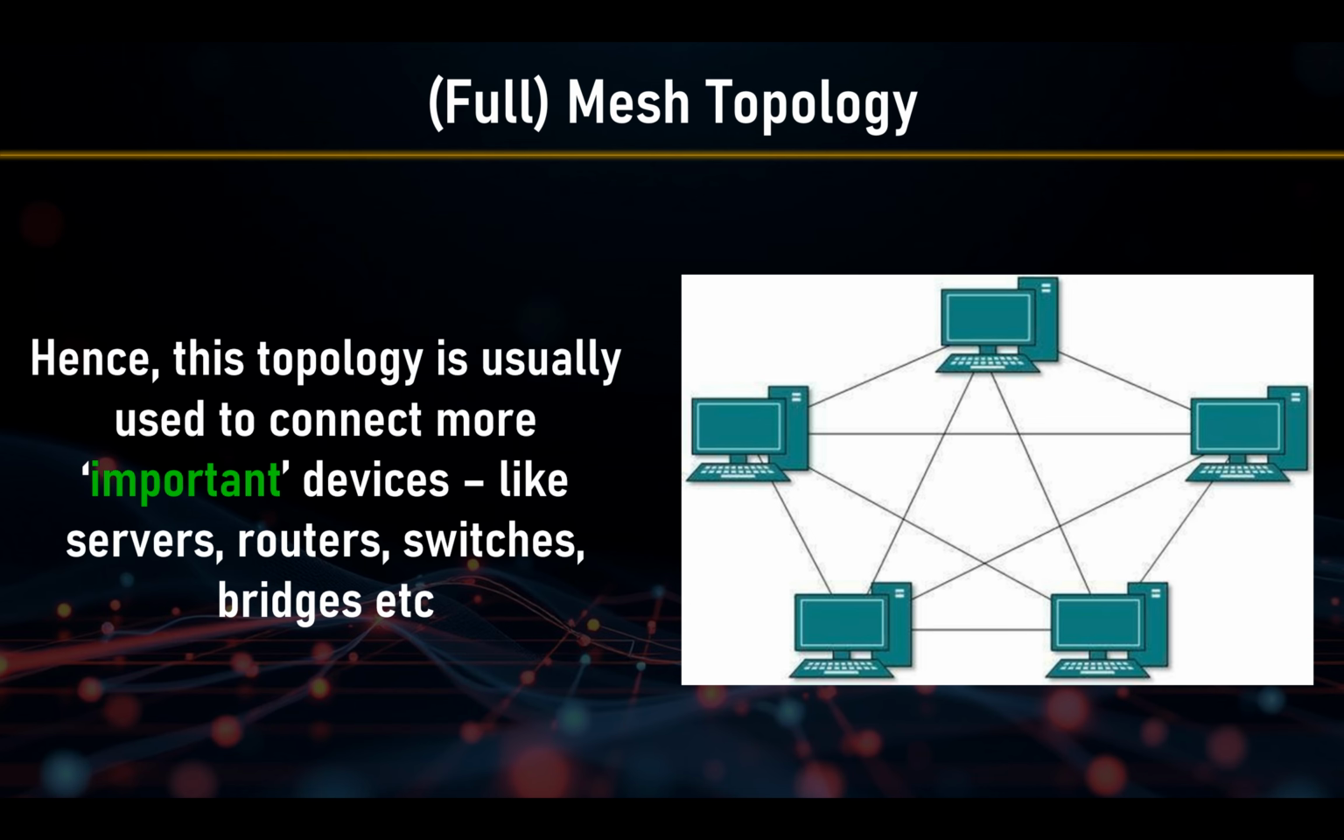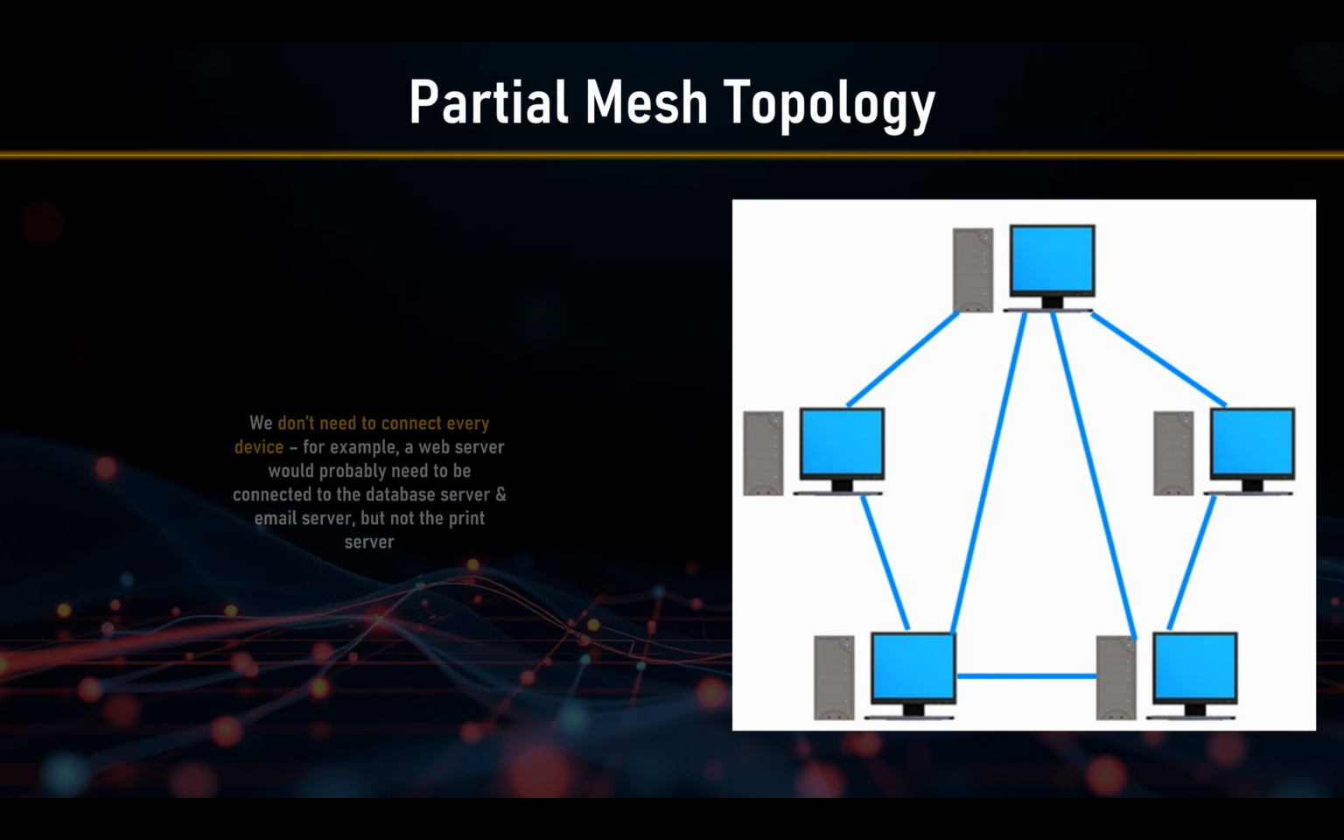As mentioned, because of this huge number of wires, this is usually used to connect more important devices, things like servers, routers, switches, bridges, connecting these things together. So what you could have, let's say, is this is our server 1, this is server 2, and server 3. These ones could be connected using a mesh, but then if we have a client computer, C, this one could just be connected via a single connection. That's kind of what we're saying here with the partial mesh.